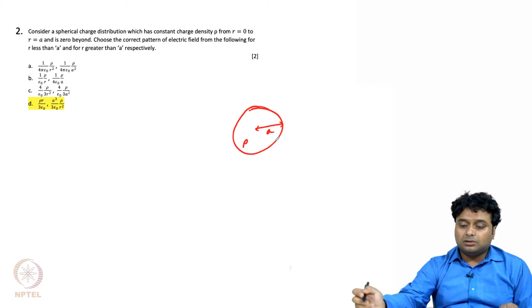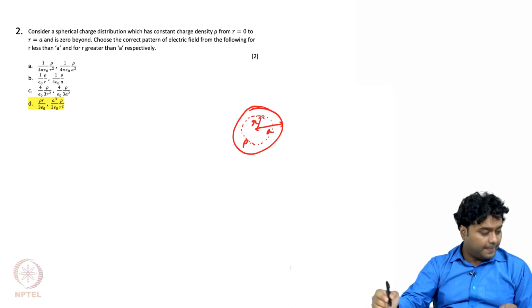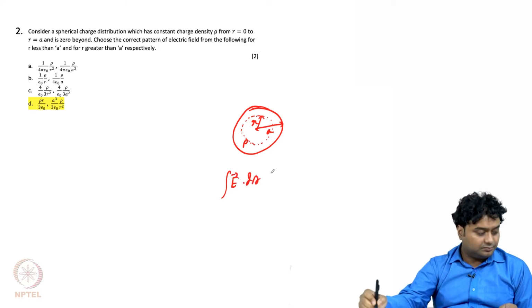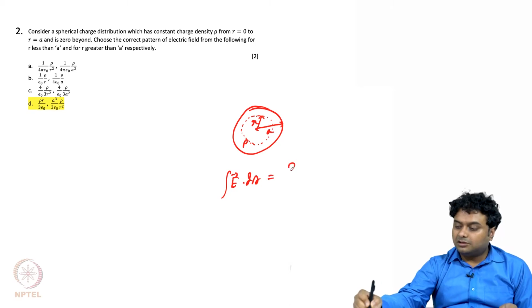For that we need to use what we discussed in the week 2 lectures, that is Gauss law, right. So first I will assume a Gaussian surface here, which is of radius r. Now I will calculate. So Gauss law says that the integral of E dot ds is equal to q by epsilon naught, where q is the charge enclosed by that Gaussian surface.